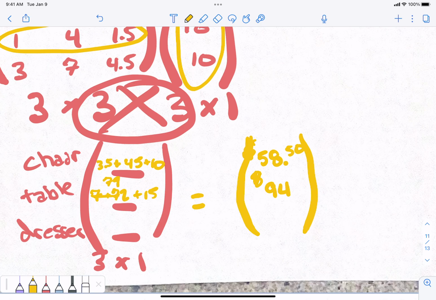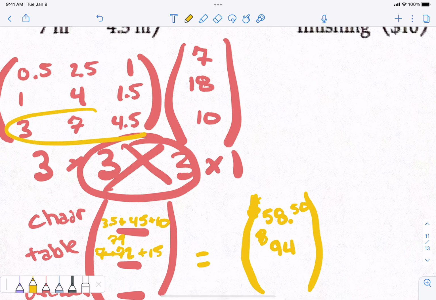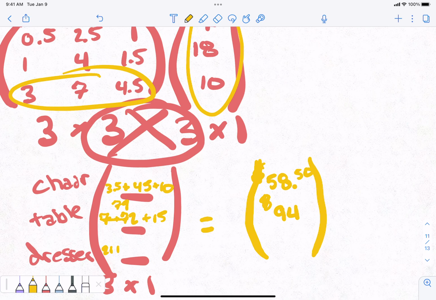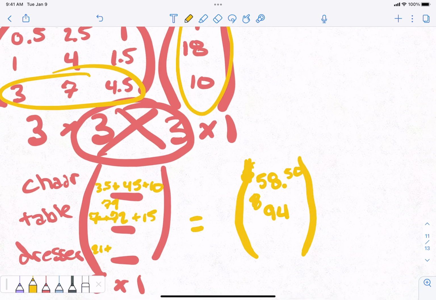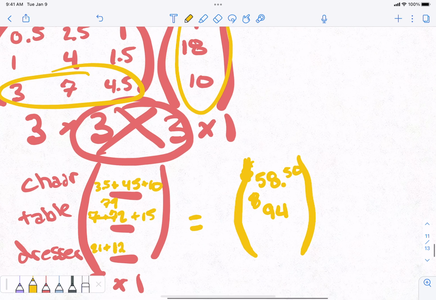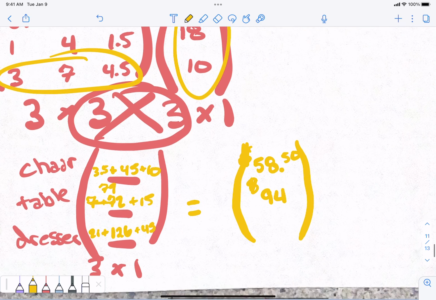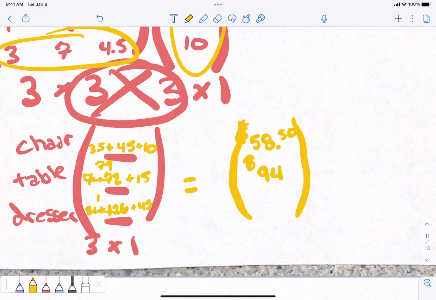Yeah? Make sense? Okay. Then I do the last row, which is going to be this one times this one. 3 times 7 is 21. Ooh, 7 times 18 is 70 plus 56, so 126. And 4.5 times 10 is 45. Oh, my heaven's sakes. This right here is 147 plus 45. 190 something. 192. $192 for the dresser.